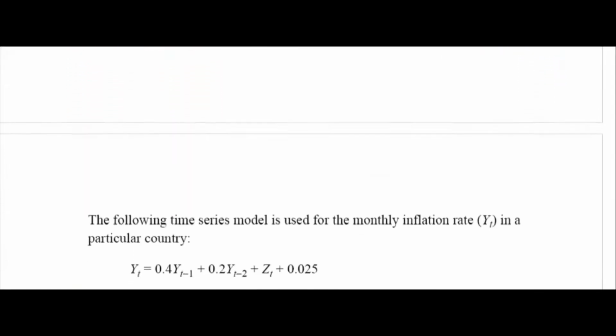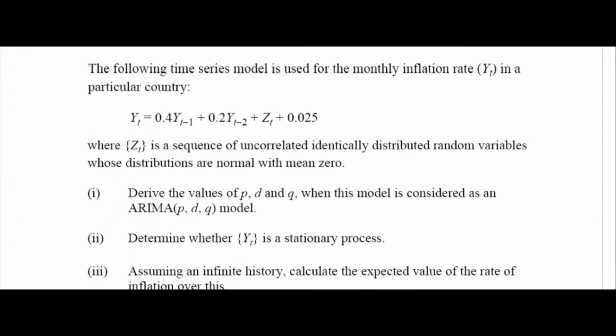Now this is the next question. Question 5. The following time series model is used for the monthly inflation rate Y_t in a particular country. Y_t is given. Z_t here is e_t. Sometimes they use Z_t as well. You need not worry, and they explained also what Z_t is here. So Y_t is equal to 0.?Y_{t-1}, 0.?Y_{t-2}. Don't worry about this. I think this question is similar to question 1 once again. This is not mu. But we have to check if there is a unit root or not. 1 minus 0.4z minus 0.2z squared.